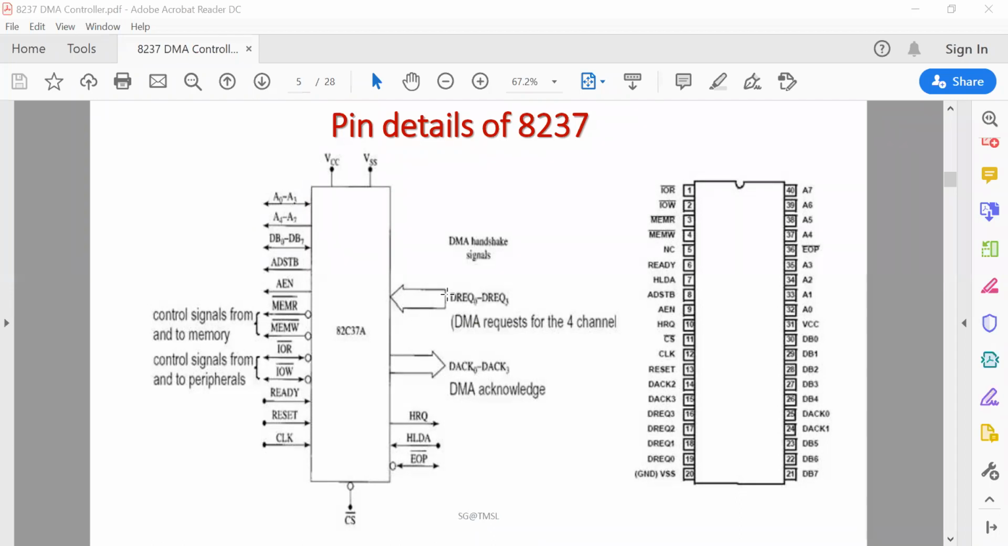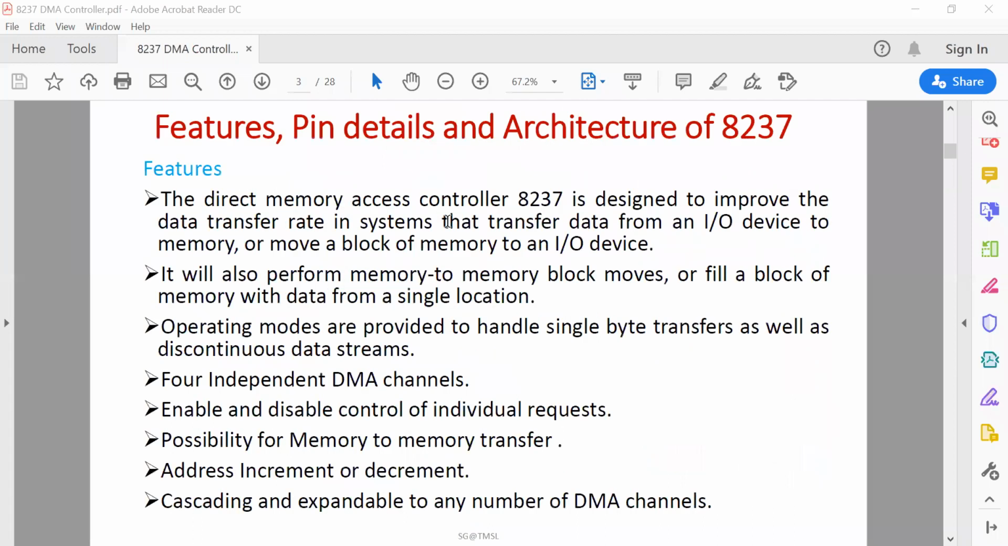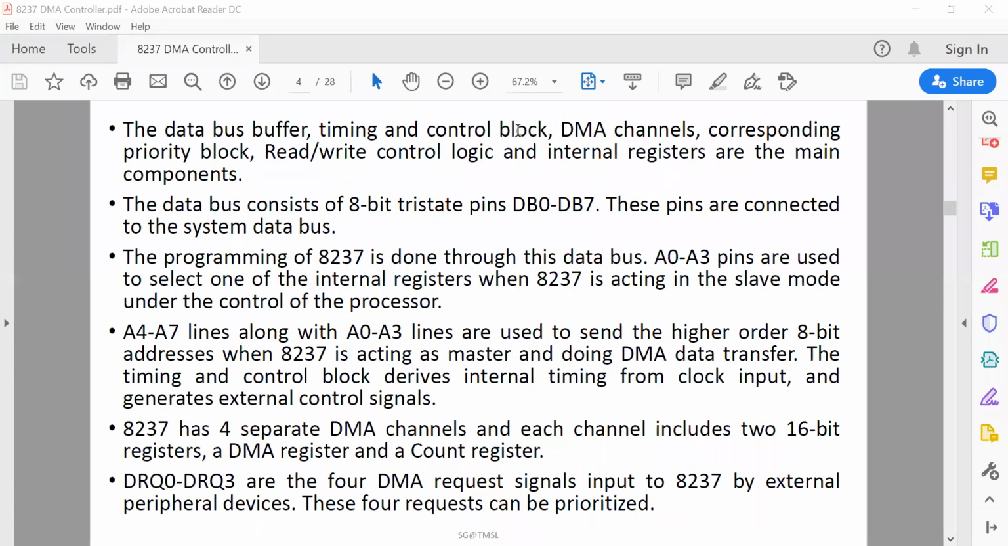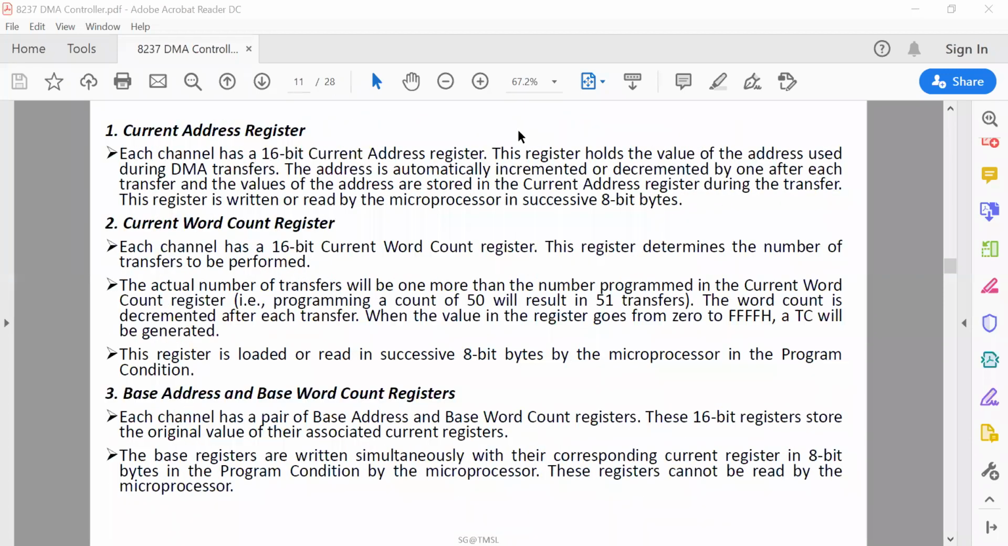Okay, so in this way, 4 request channels are connected to the 4 channels, and 4 acknowledge signals have to be connected with each channel. So here DREQ 0 to DREQ 3 and DACK 0 to DACK 3. So 4 channels have been connected in this way, through which the 4 DMA requests can come from the external side.